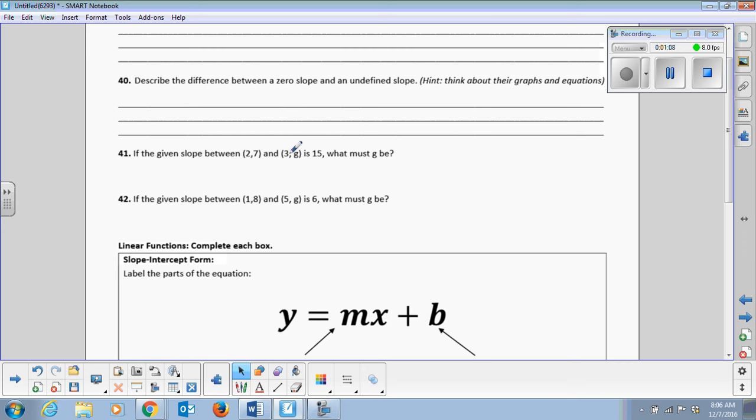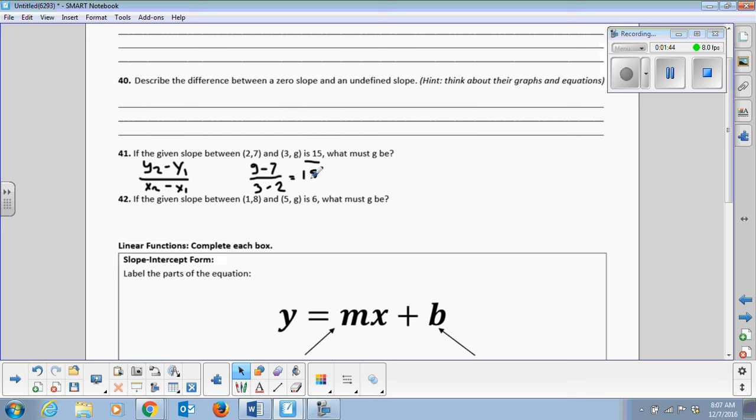So when you're given 2 points and you're asking for a slope, you want to use the formula y2 minus y1 over x2 minus x1. Okay, so in this case, my y2 is g, and my y1 is 7. So I'm going to have g minus 7 in the top. On the bottom, I'm going to have my x's, so I have 3 minus 2, and that is going to be equal to the slope, which they gave me as 15.